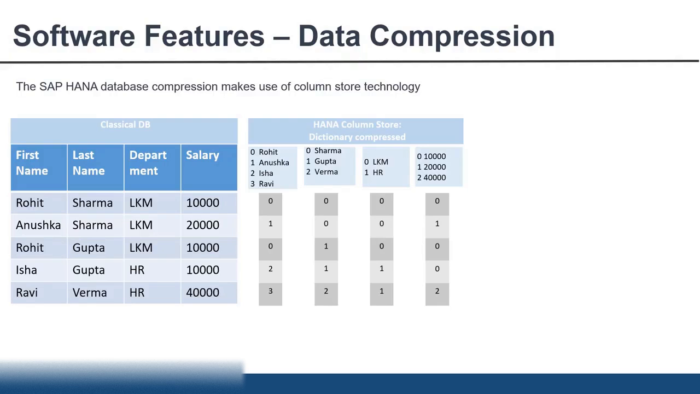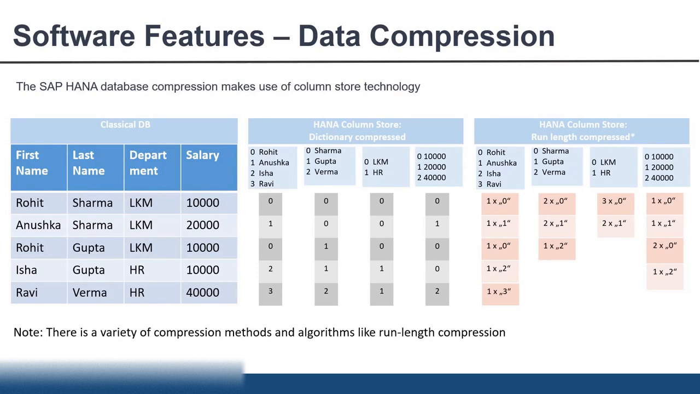Another compression algorithm you can see over here is run length compression. So what happens in this case is, this is a further compression which happens on top of dictionary compression. So in this case, you can see first column how it is stored. First value is Rohit, which has index 0. So it will say 0 is appearing for one time. So 0 into 1.